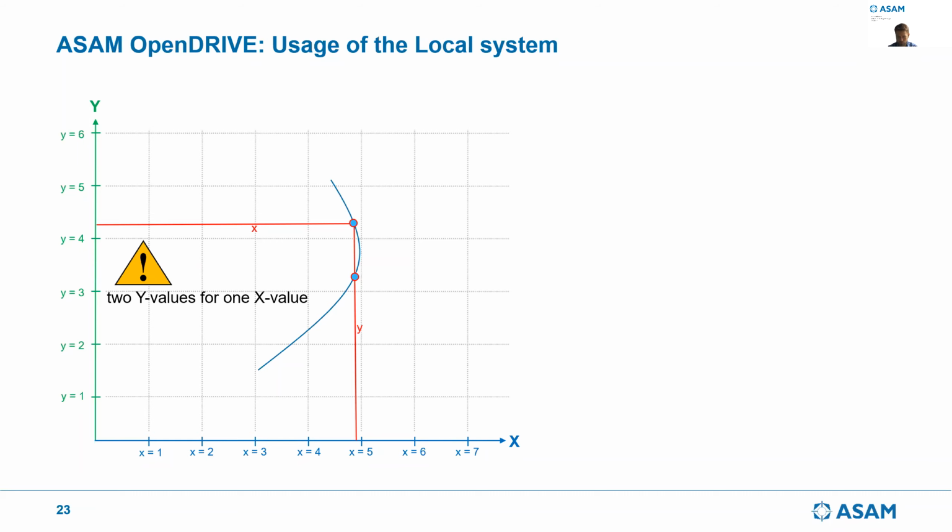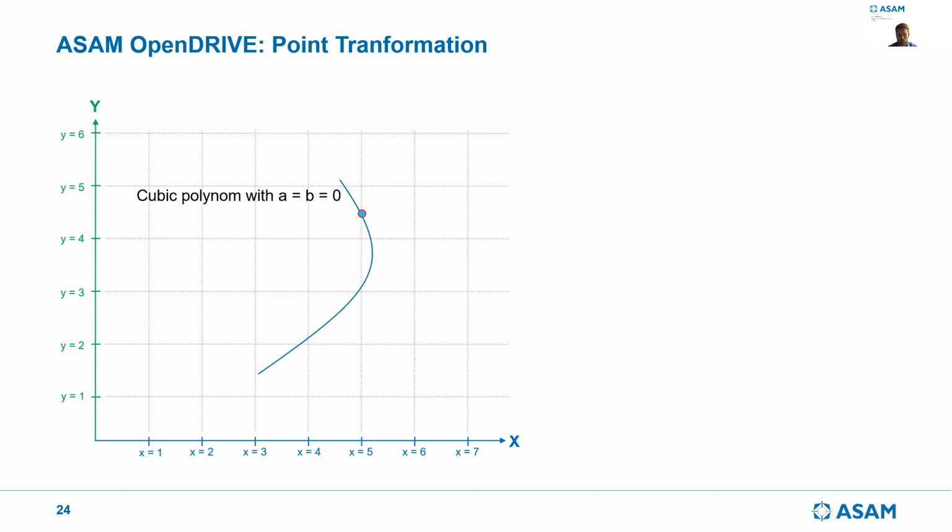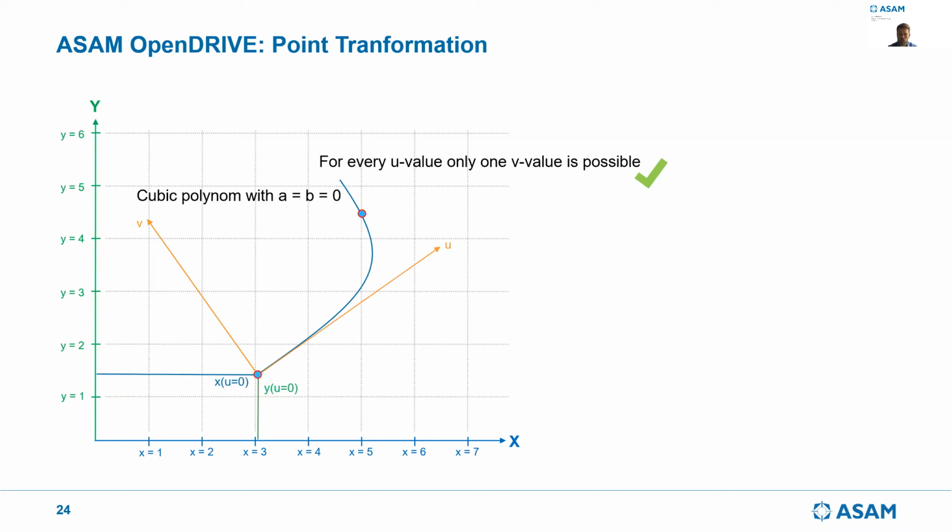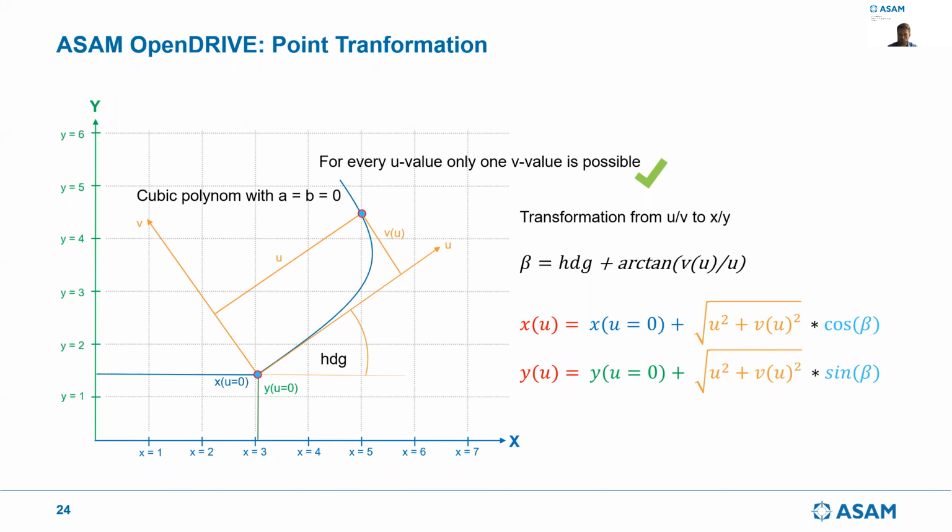So what I can do here, I can use a cubic polynomial for that, place my cubic polynomial in a local coordinate system, and then, well, that works, right? So there's just 1 point for each u coordinate. There's just 1 point here on the v-axis, and if I place that local coordinate system in my inertial coordinate system, then I'm good, and then I can transform the points from the UV coordinate system into the inertial coordinate system. And that's where heading comes into play. And these are the formulas. So that's simple mathematics.